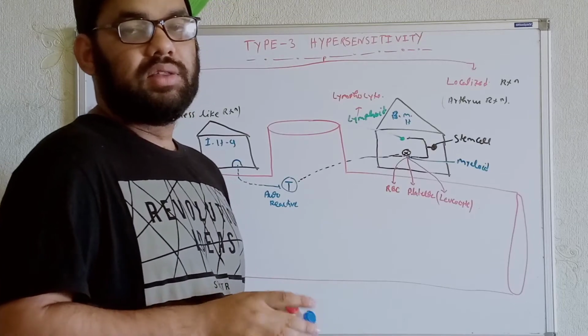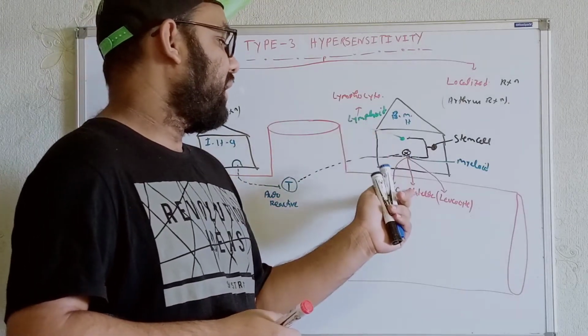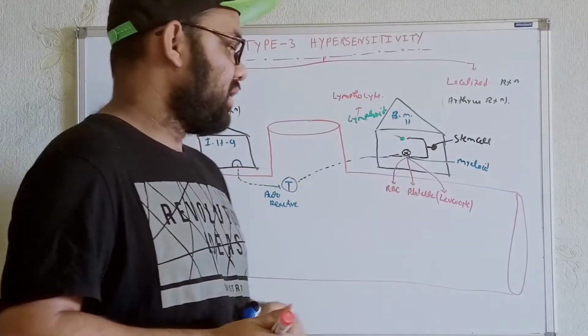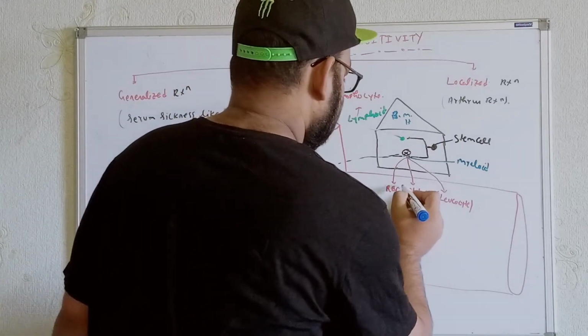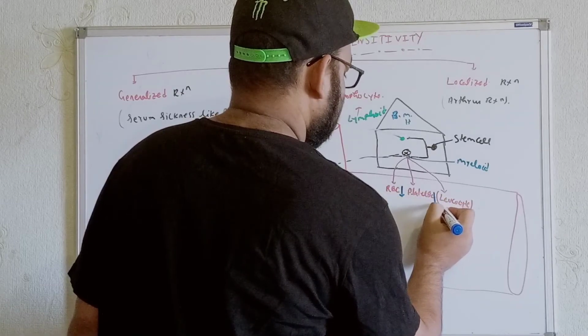The main problem we'll face is that whenever the myeloid stem cell is destroyed, they will definitely not be able to produce the RBC, platelet, and leukocyte, except the lymphocytes. So as a result, what type of problem will we see here? We'll see the production of RBC will be less, the production of platelets will be less, and the production of leukocytes will also be less.